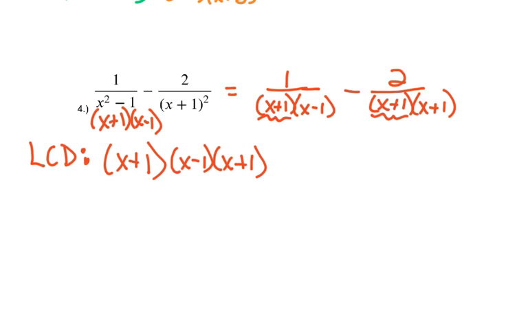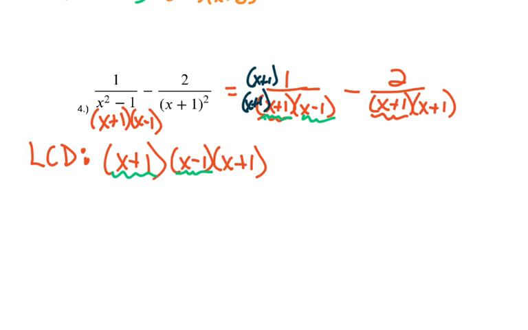So now let's look to see what we have to multiply each term by to have this common denominator. So the first term on the left, it has the x plus 1 and the x plus 1 here. It also has an x minus 1 and an x minus 1. The only thing it's missing is an x plus 1 times an x plus 1.